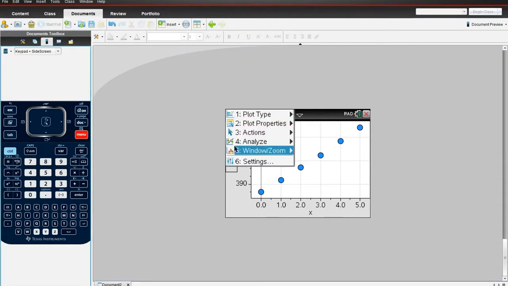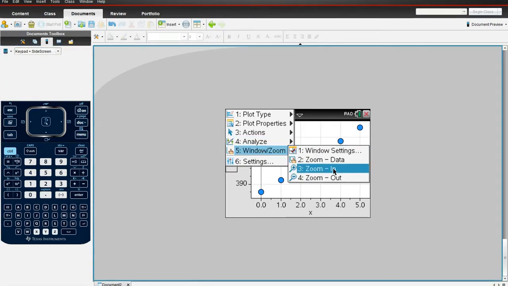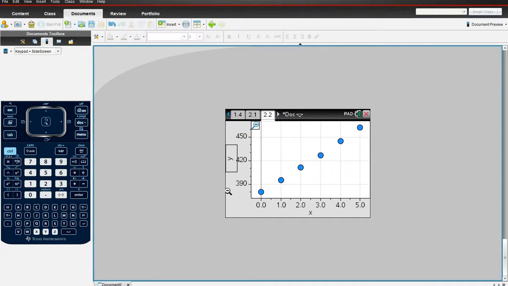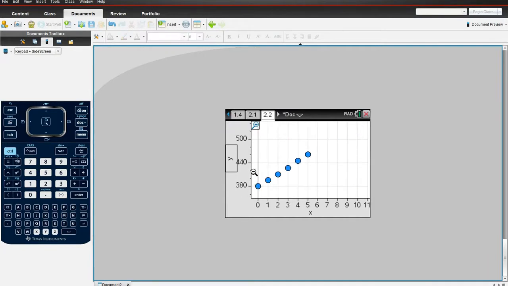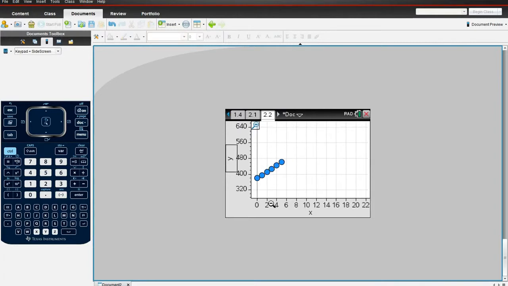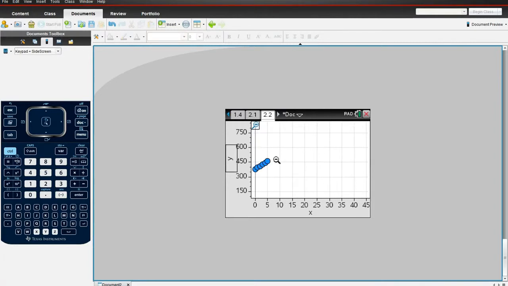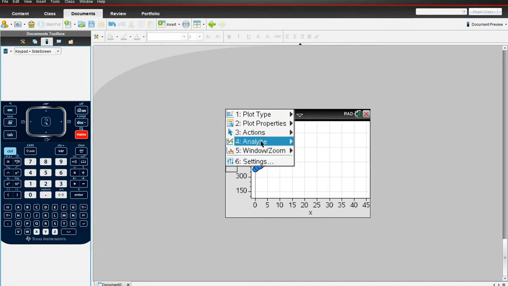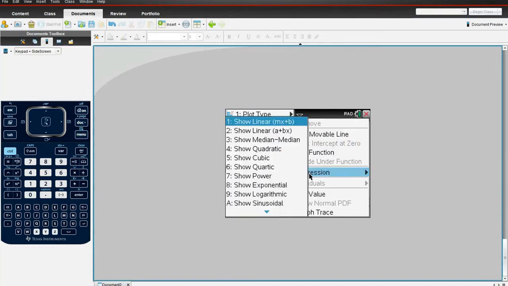We want to zoom out just to get an idea of how it would look. So if we push menu, zoom, and we're going to zoom out, and we're going to put our thing really close to the 0 as possible so we can kind of see what's going on. And they kind of still look like a line, but they're also kind of doing a little bit of a curve.